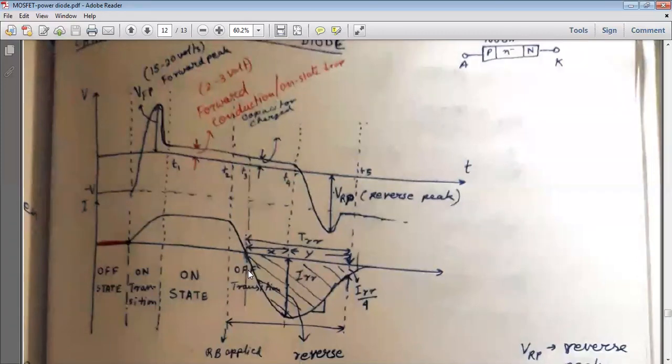Why is there IRR by 4? IRR by 4 means reverse current by 4. That is the time we are considering before it comes to zero. Zero is here, and this is the portion where the current is IRR by 4, just before zero.